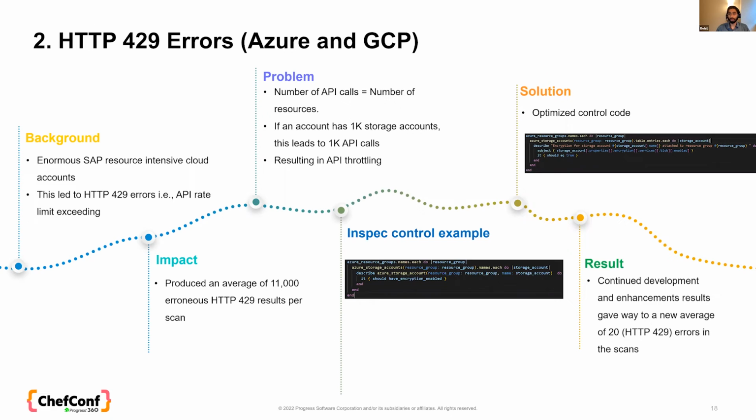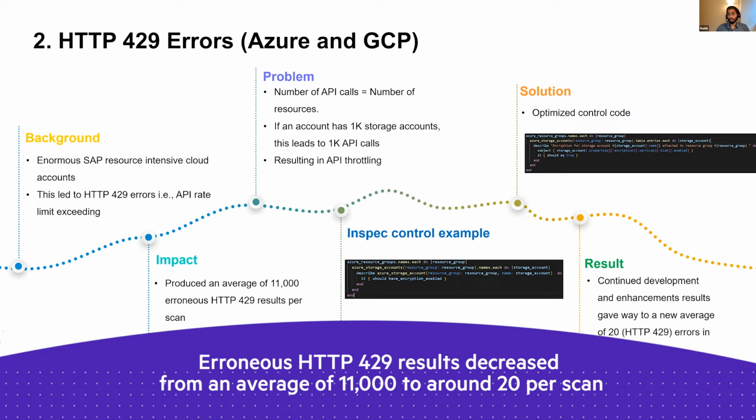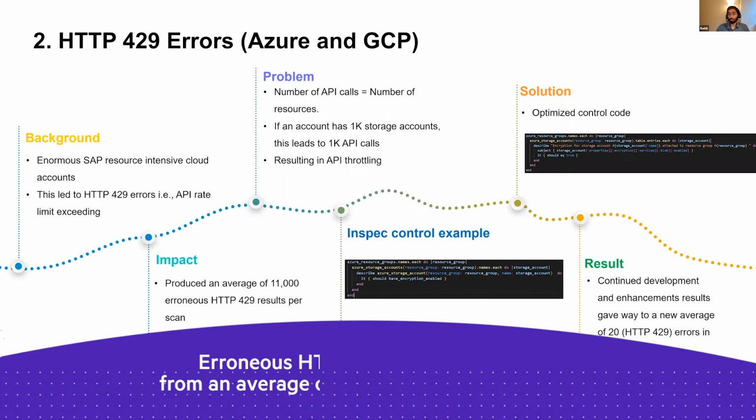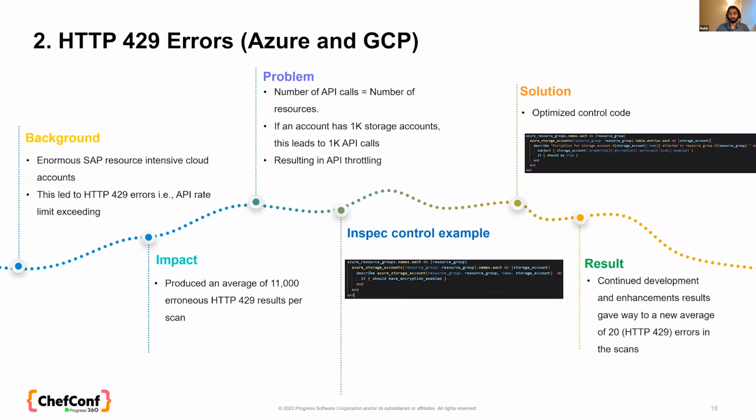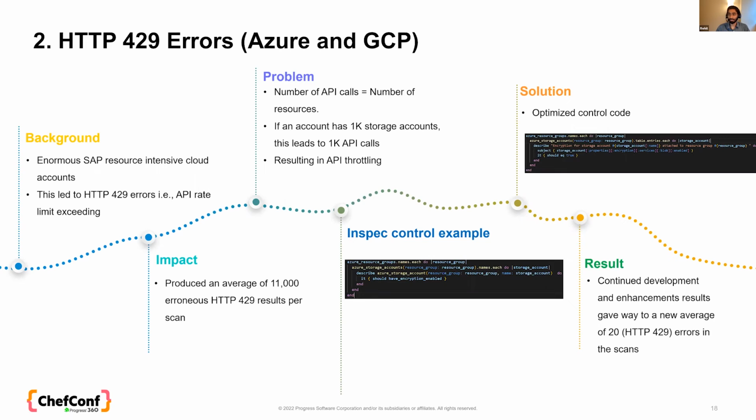So once we optimized this control code for a bunch of controls, we could see a significant improvement in the results, wherein initially we had around 11,000 erroneous 429 errors, which was then reduced down to just 20 per scan. So that was really a big and significant improvement. And that shows the level of the design complexity involved in designing such an infrastructure and running compliance scans at scale. So from here, I will hand it back over to Justin, where he will walk us through some additional important operational complexities we faced.